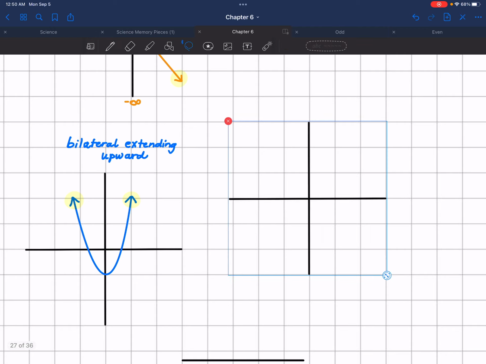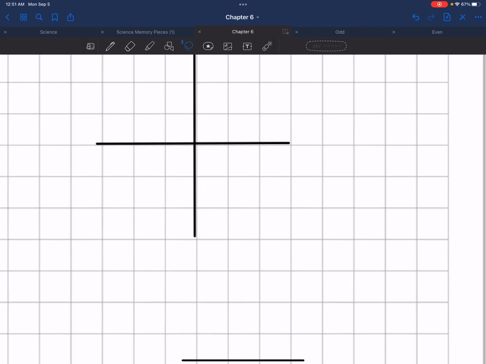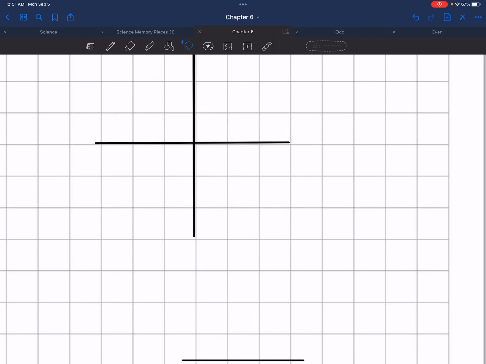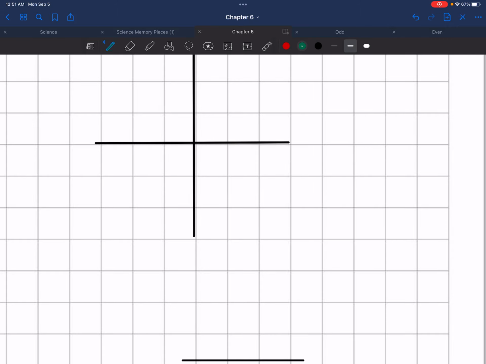What if we have, let me make sure I'm not leaving myself out of space. Let's put it right up here so I have room. Tell me about this end behavior. I need another color. Let me use green on this one. Let me get that axis lined up. This one. Oops.